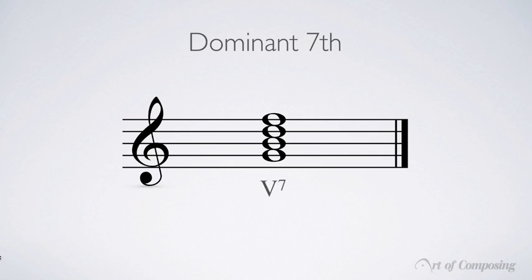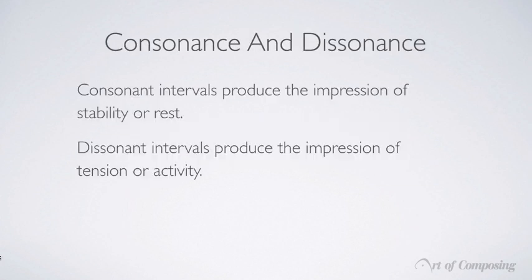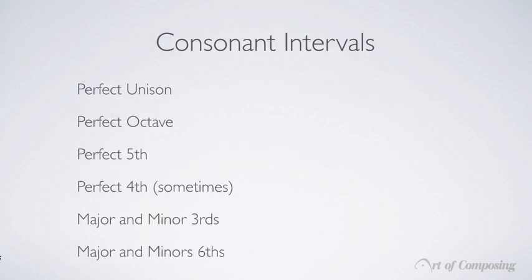We also looked at the quality of those intervals, but what we did not really touch on was dissonance. In common practice music, there are certain intervals that are considered consonant and some that are considered dissonant. So, quick definition: consonant intervals produce the impression of stability. Dissonant intervals produce the impression of tension. Now, the consonant intervals are the perfect unison, the perfect octave, the perfect fifth, and then the perfect fourth sometimes, major and minor thirds, and then major and minor sixths.